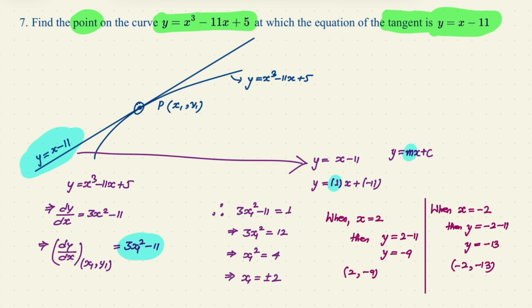So since I have got 2 points here, but you know that point of contact is only 1. Now which point is the point of contact? To determine this, we should put this point on the equation of the curve and check, because if this point is a point of contact, then that point must satisfy the equation of the curve also. So let us put 2 comma minus 9 in the equation of the curve, and let's see whether it will satisfy the equation or not.